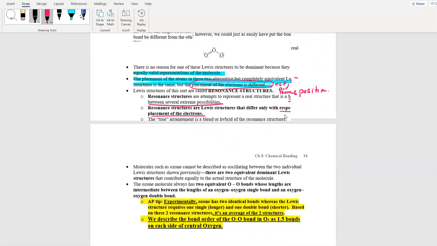So molecules such as ozone cannot be described as oscillating between the 2 individual Lewis structures shown previously. There are 2 equivalent dominant Lewis structures, okay? Because if you did the formal charge for it, you have this structure and this structure. They're both dominant structures, only because you got oxygen 3 times. If we had other atoms in it, then we'd have to calculate formal charge.